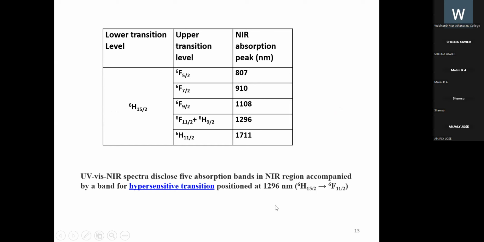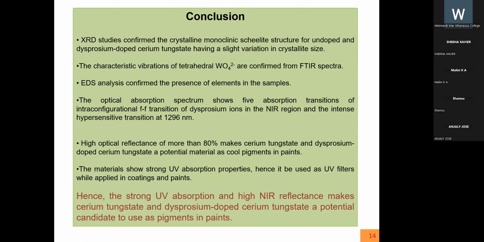Conclusion. XRD studies confirmed the crystalline monoclinic scheelite structure of undoped and dysprosium doped samples with a slight variation in crystallite sizes. The characteristic vibrations of tetrahedral tungstates are confirmed from FTIR spectra. EDS analysis confirmed the presence of the elements in the sample.